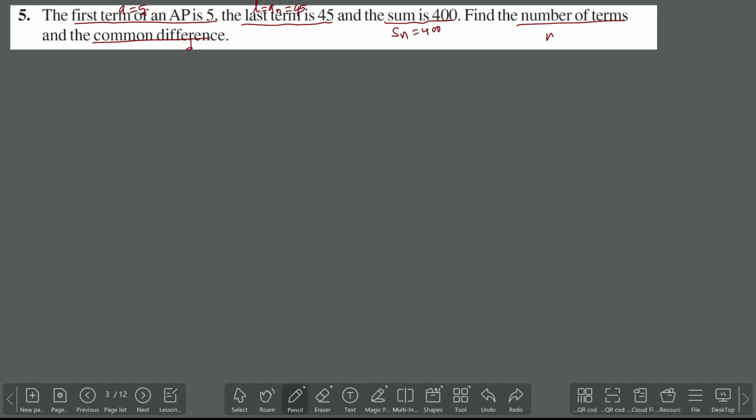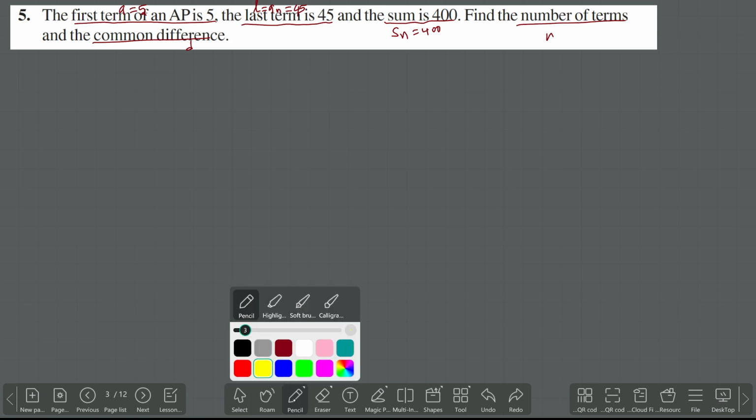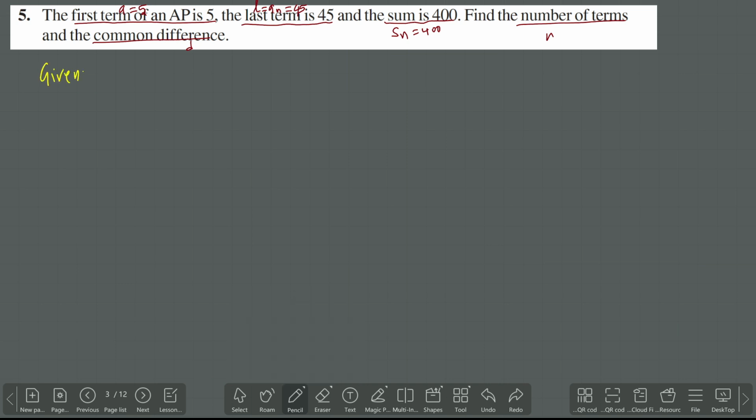Now the given details we can write. So what is all given? In the given, take and write the a value: they gave 5 as the first term. The last term, that is l or an, equal to 45. The sum Sn equal to 400, and they asked to find n and d. If you want to write 'to find', you write, not a problem. Understand? Right. Now, from Sn we can find the n value very easily.